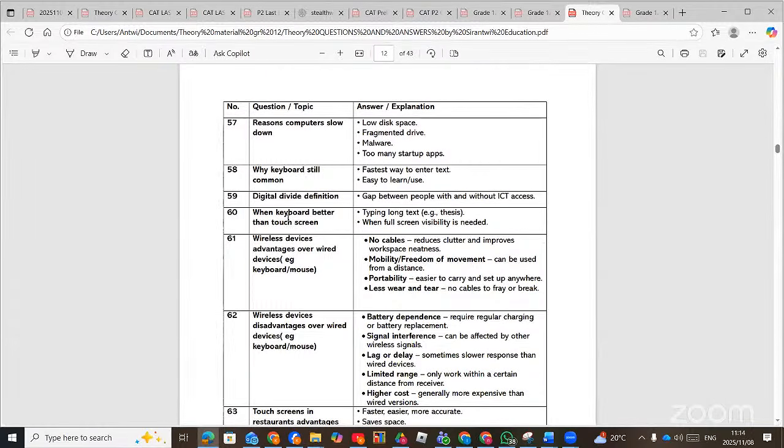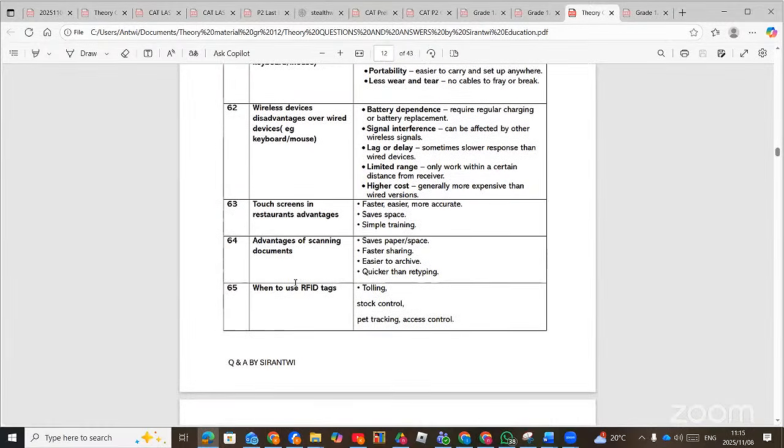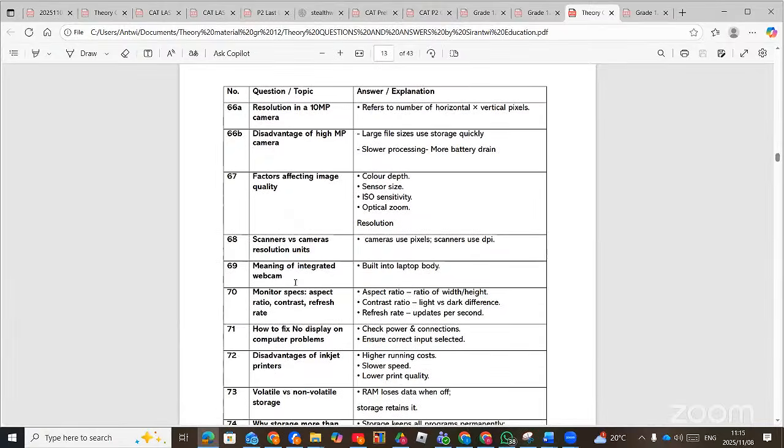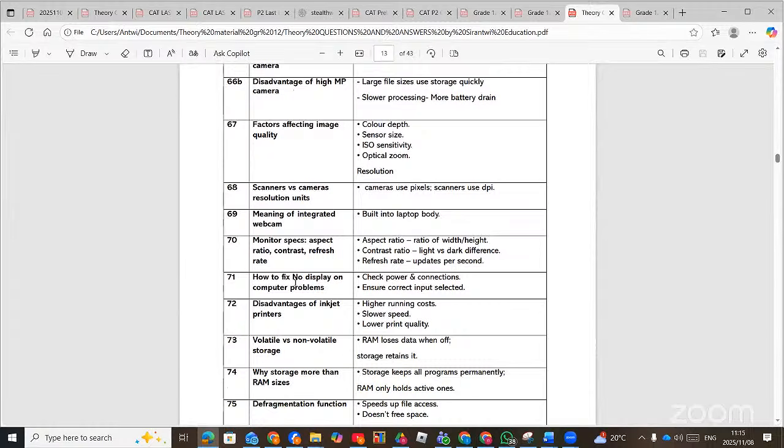All these questions, digital divide, all these questions were addressed in the notes. So please, all that I will ask you is that you study the notes first. After that, then you come and use this question and answer. Look at the way I answered them.